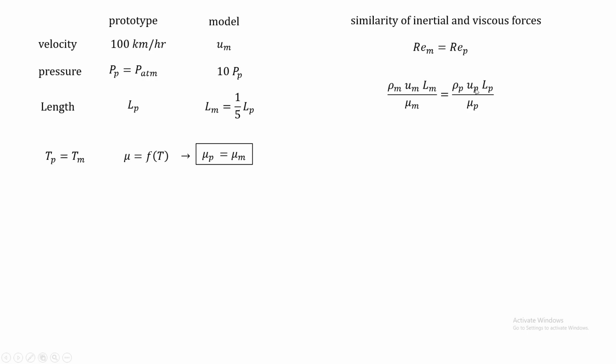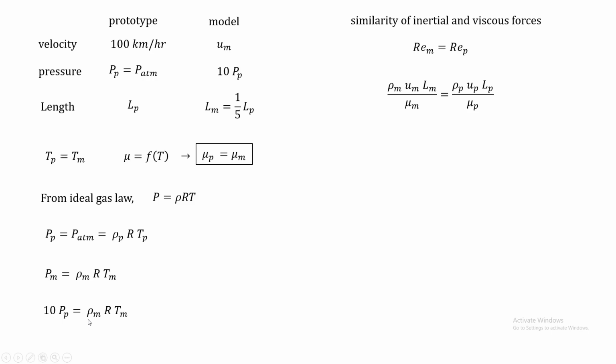Let's find a relation for the density now. We have a relation for the pressure, and we have also been told to use the ideal gas law. From the ideal gas law we know that P is equal to rho R T. If we write it for the prototype, then Pp is equal to rho p R Tp. If we repeat that for the model, we will get Pm is equal to rho m R Tm. We know that Pm is equal to 10 times Pp. Let's substitute that. Then we will get 10 times Pp is equal to rho m R Tm. Instead of Pp, if we substitute this value, then we will get 10 times rho p R Tp is equal to rho m R Tm, right?